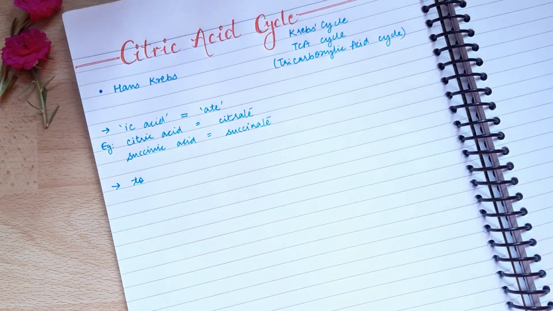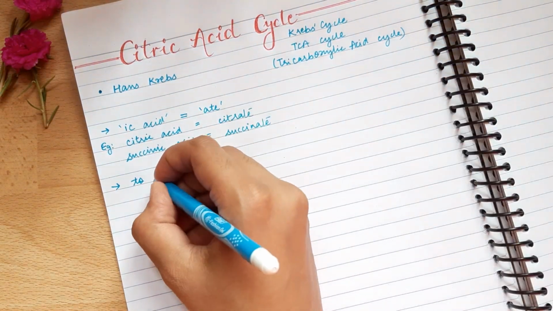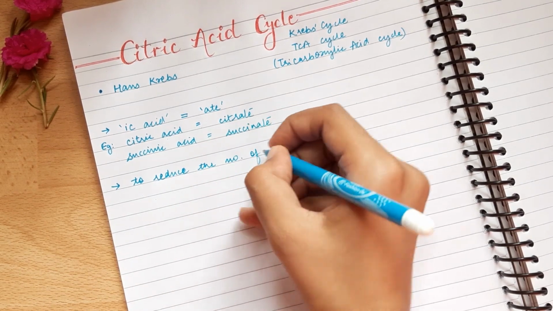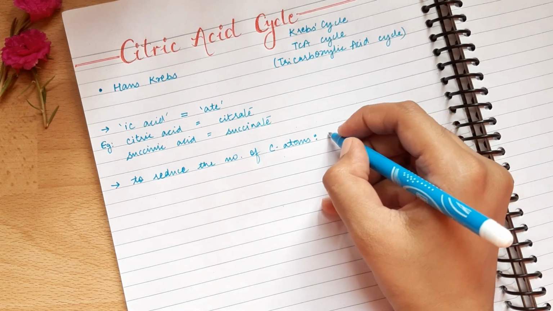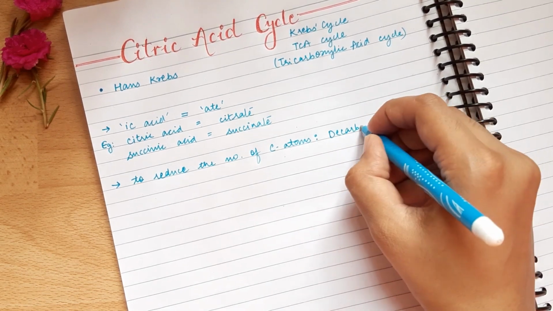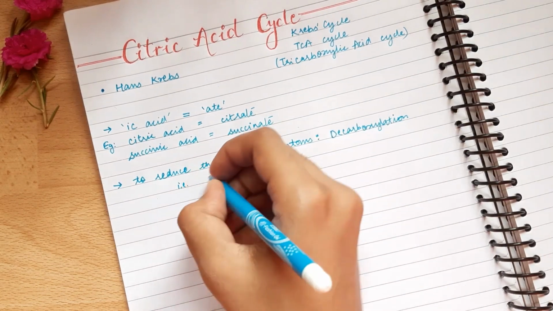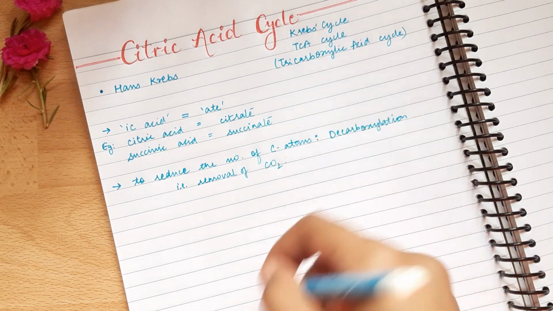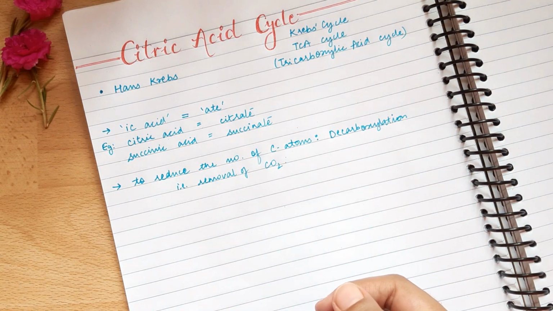Now, point number 2. To remove a carbon atom from a molecule, that is, reduce the number of carbon atoms in a reaction, a process known as decarboxylation is done. In decarboxylation, the carbon atom is removed in the form of CO2. So this is something which is used often in the cycle, which we are going to see.